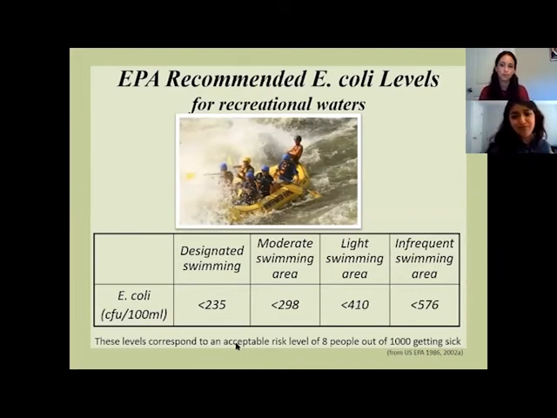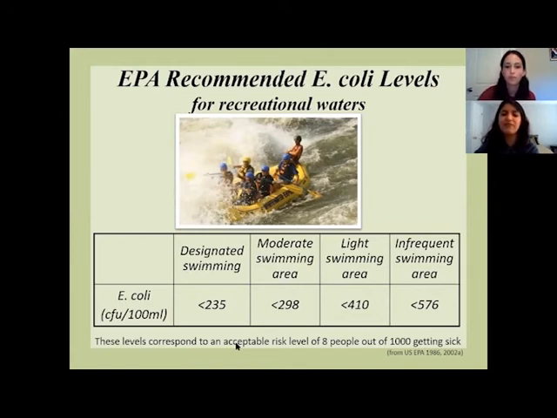Okay, so EPA has their recommended E. coli levels for recreational water. So if you want to go tubing or swimming in the river or the lake, there are standards set in place. Depending on whether the E. coli levels fall within a certain range, the water is okay for swimming, or maybe you should refrain from swimming in it. These are posted here, and these were taken from the US EPA.